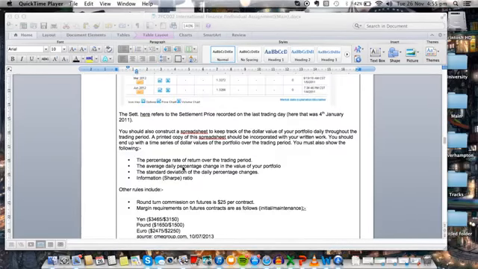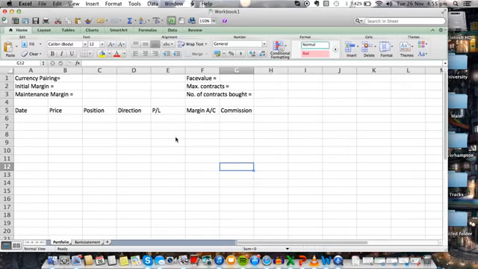Okay, once you've had a look at this, you can then start trading and set up a portfolio in Excel to record all your trades. What I've done here is set up a very simple table in Excel that will hopefully record all my trades adequately. What I have here is currency pairing, i.e. you can decide on what currency pairing you want to trade from the three. Once you've decided, put it down there so it keeps track of what you're trading.